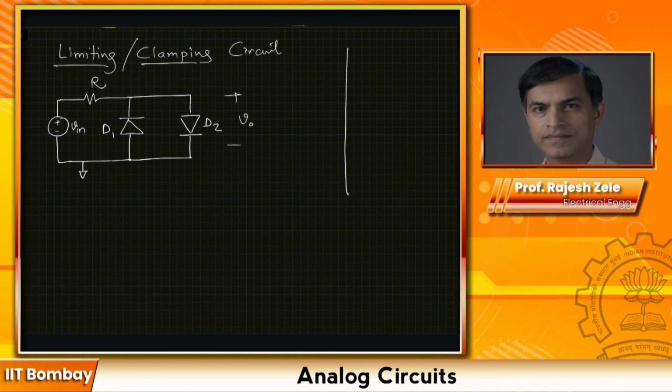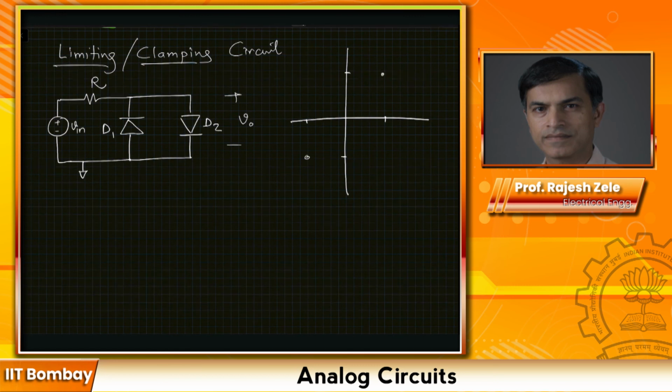Again, we draw the transfer characteristics. So Vin equal to 0, what do we expect? Diodes D1 and D2 both will be off, so output will look like Vin. When does diode D2 turn on? The diode D2 will turn on when Vin is greater than Vd on. So we will draw 2 points here and corresponding 2 points here.